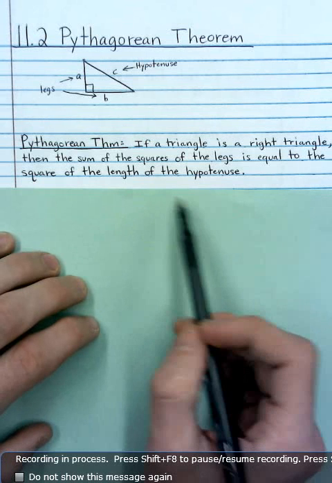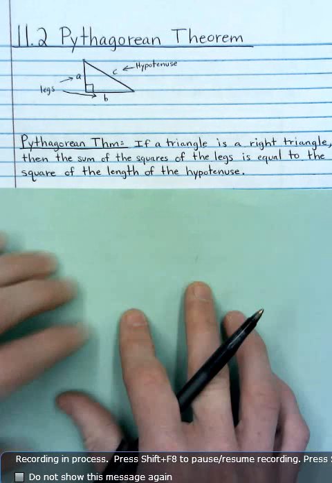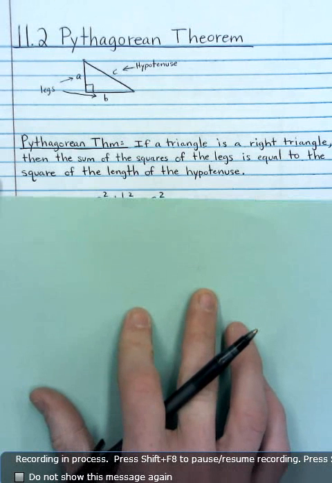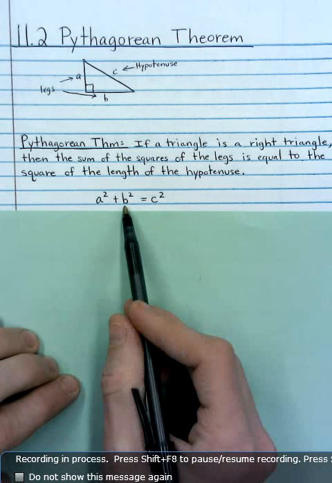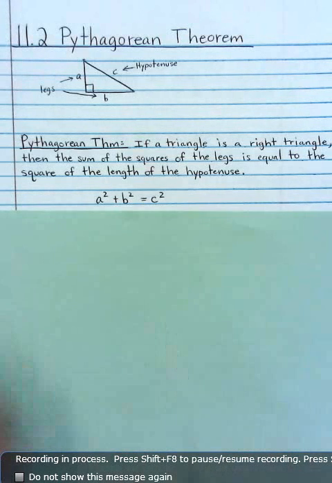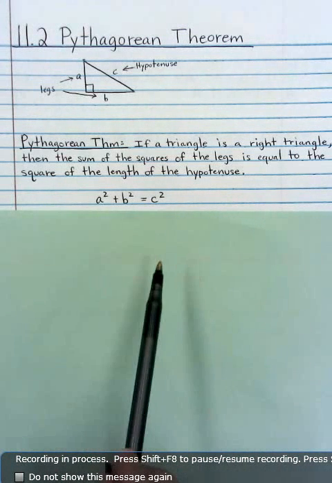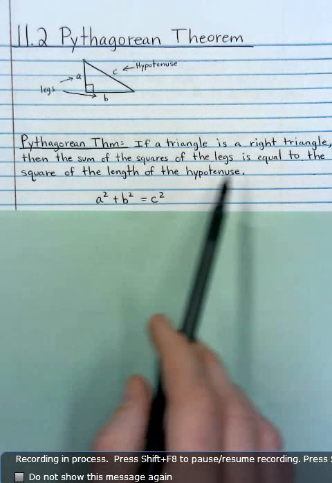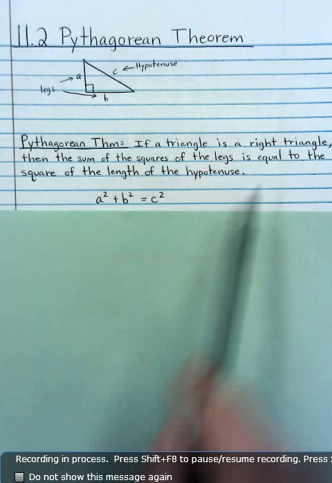So, Pythagorean Theorem. Sounds like a lot. This is really what it means. A squared plus b squared equals c squared. Please remember, the Pythagorean theorem only applies to right triangles. If a triangle is a right triangle, that is the start of the definition of the Pythagorean theorem.